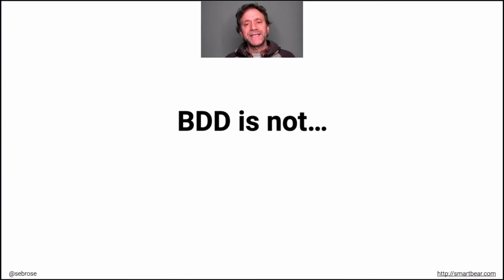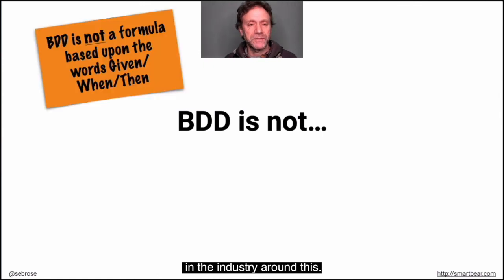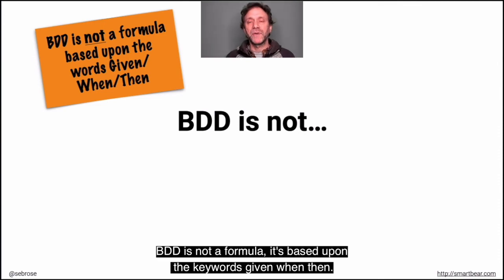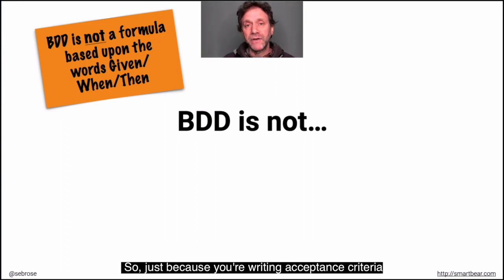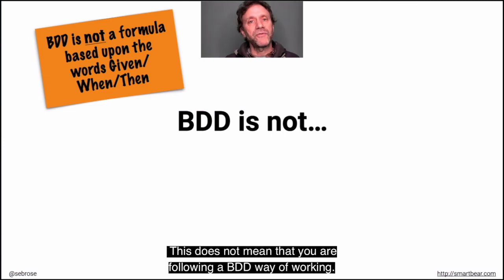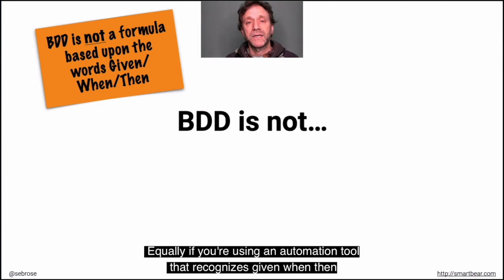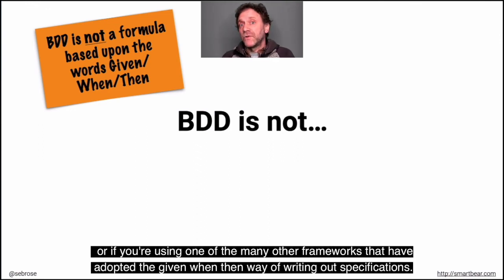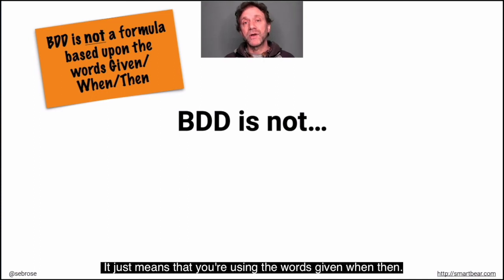A few things that we need to stress that BDD is not, because there are a number of misunderstandings in the industry around this. So first off, BDD is not a formula that's based upon the keywords given, when, then. So just because you're writing acceptance criteria using given, when, then, this does not mean that you are following a BDD way of working. And therefore, it does not mean you should expect the benefits that I described on the previous slide. Equally, if you're using an automation tool that recognizes given, when, then, such as Cucumber, or one of the many other frameworks that have adopted the given, when, then way of writing out specifications, this does not mean you're following software development using a behavior-driven approach. It just means that you're using the words given, when, then.